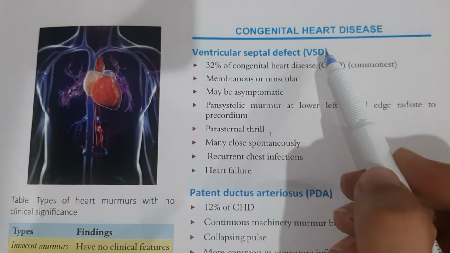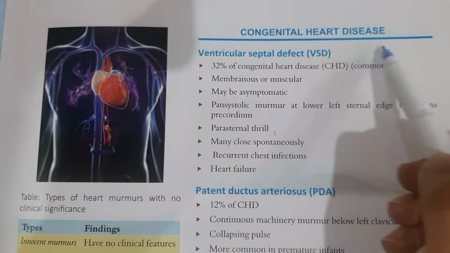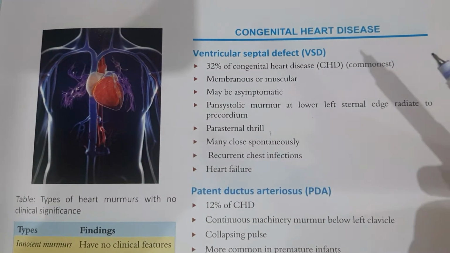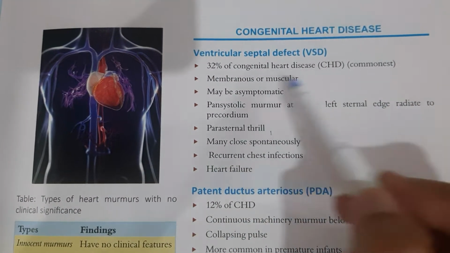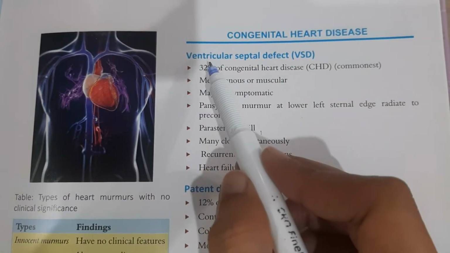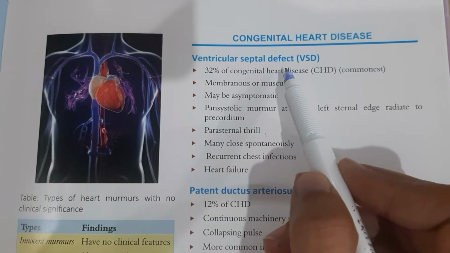So we are going to discuss the congenital heart diseases of the children. We have summarized all the diseases, and we will look at the important points and salient features of each disease separately. First of all, we will discuss the ventricular septal defect.